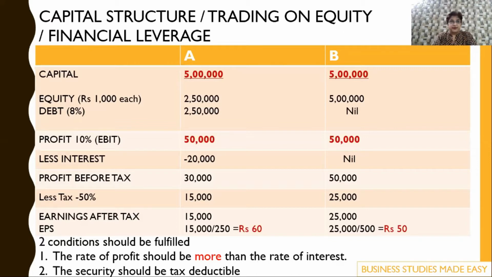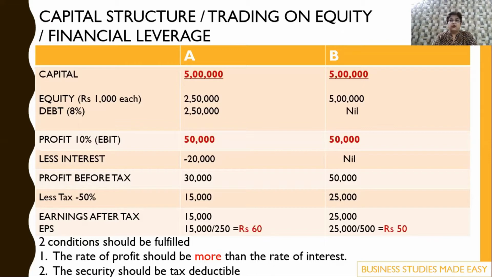The profit was 10%. Now, out of the profit, first of all, interest has to be deducted because interest is a charge you have to pay. So the interest to be paid to the debenture holders was 8%. So 8% on 2,50,000 comes to 20,000. So let's deduct 20,000 from the profit that the company had earned. So what was left was 30,000.